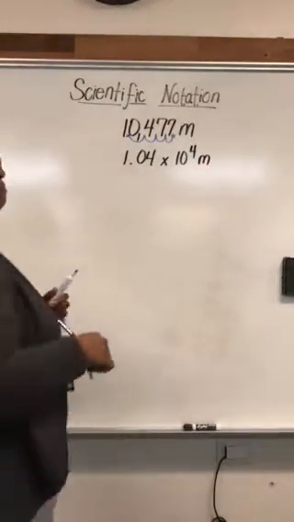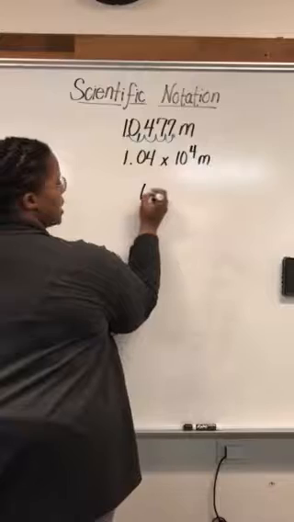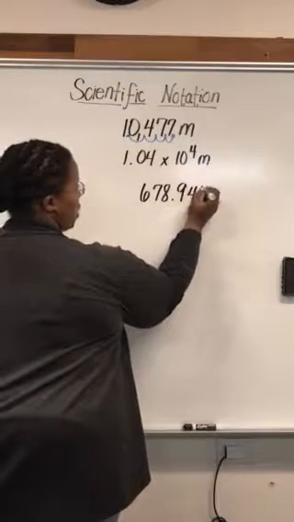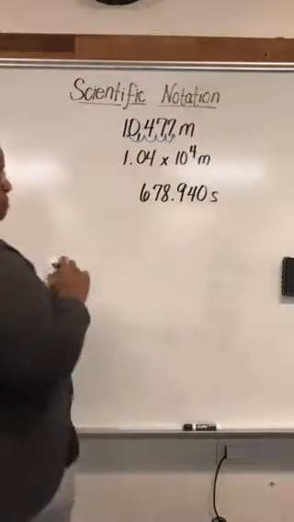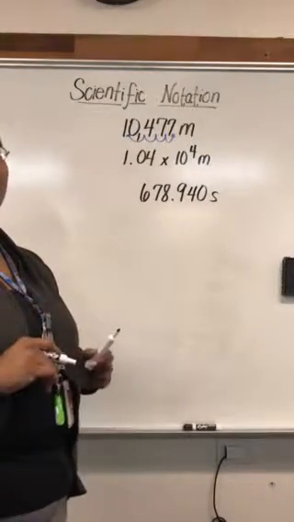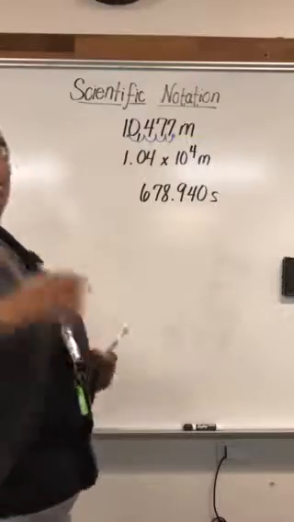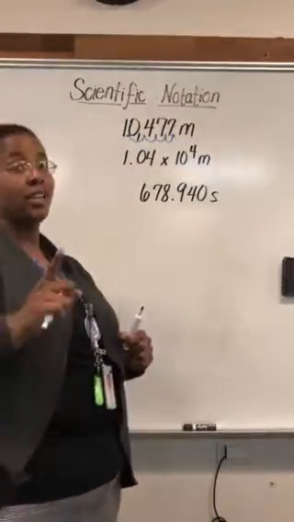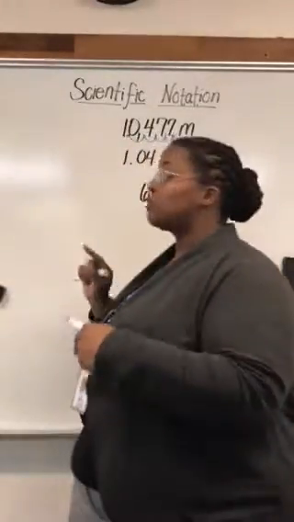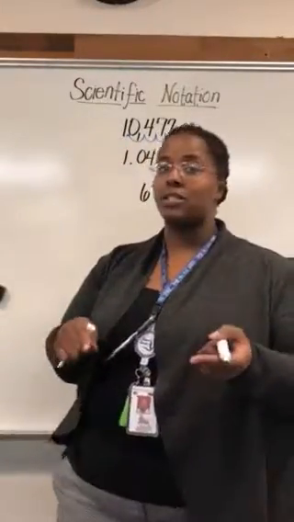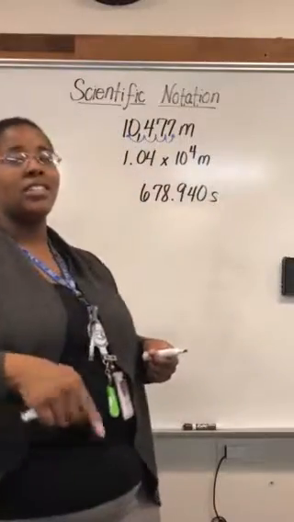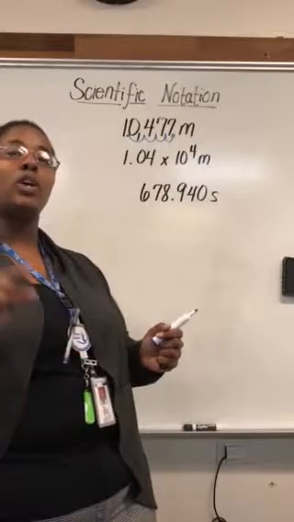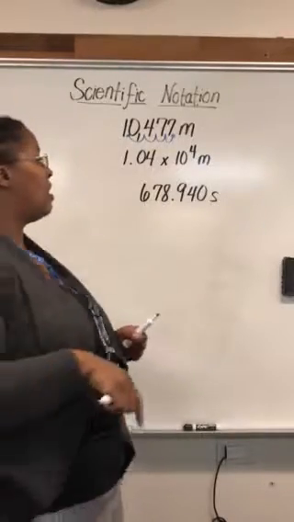Let's try another one. What if you're given the number 678.940 seconds? Whoa, we have numbers in both directions, right? Well, keep in mind, if I move the decimal to the right, my exponent is negative. If I move the decimal to the left, my exponent is positive. And the other thing is, in front of the decimal, after we've moved it, the number has to be between 1 and 9. All right?